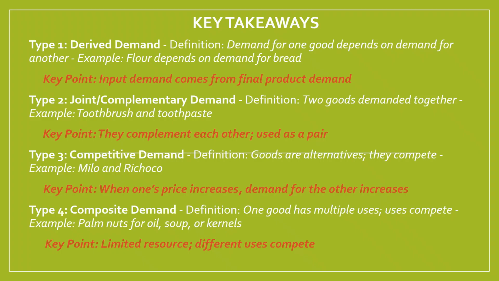Type 4, composite demand. In short definition, one good has multiple uses. Uses compete. That is, those who want palm nut, for example, for oil, those who want it for soup, those who want it for kernels, will compete for the same limited resource. So the key point is that it's a limited resource. Different uses compete. So oil, soup, kernel are all competing for the palm nut.